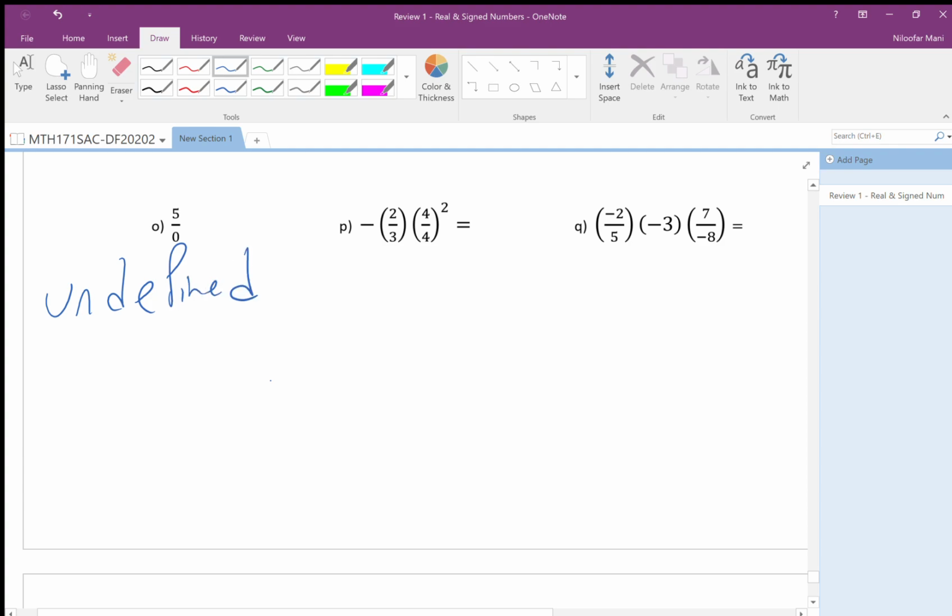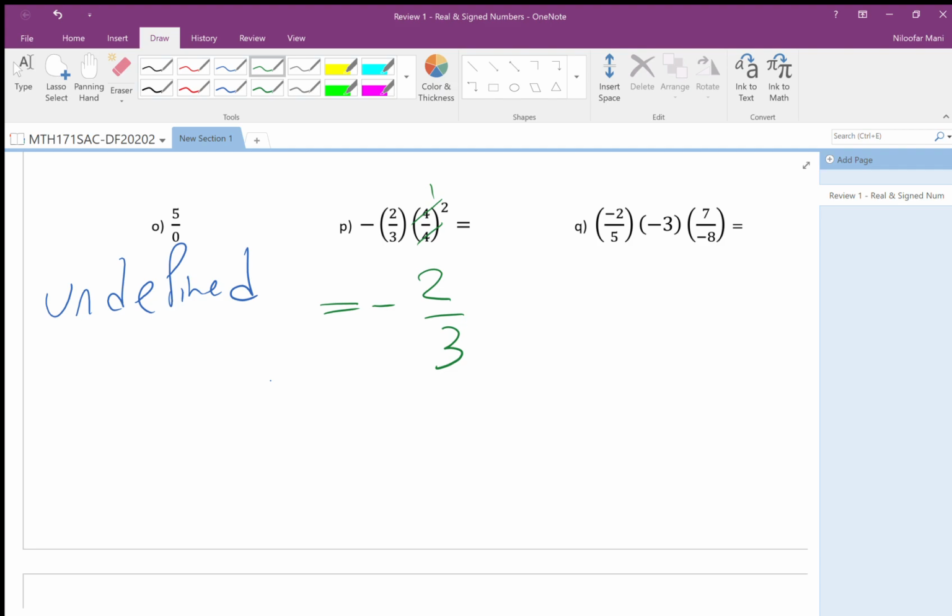How about the next one? How many negatives do I see? 1. How many do I really have? Just 1. So this and this I cancel. It's 1. And the answer is minus 2 over 3. Done. Because it's 1 squared, so you don't need to say 4 squared divided by 4 squared. Don't make it hard. When you can simplify from top and bottom, simplify it.